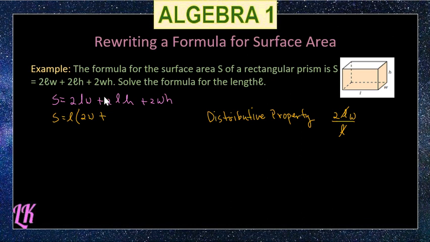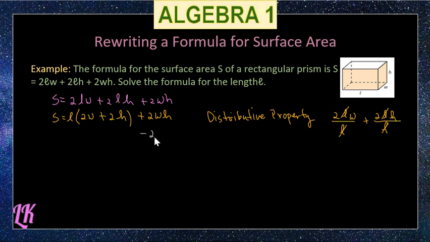And then from 2 times L, length times height, we divide this also by L. So L divided by L is 1 times 2 times height is 2 times height. And we still have the other term, 2 times width times height. Now we only want L in one side, so we can eliminate 2 times W times H by subtraction.